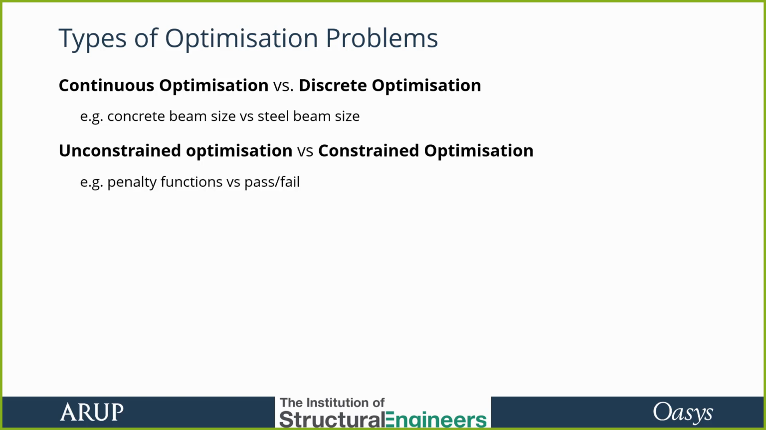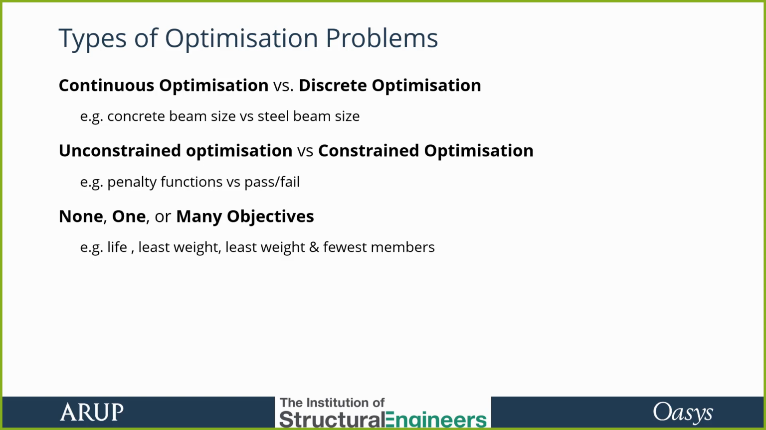We can have problems which are unconstrained or constrained. Now, strictly speaking, all structural engineering optimizations are ultimately constrained in that they can't fall over. But when you're doing an optimization, you may want to be more flexible and say, well, this design might temporarily be failing, but it's not failing as badly as another design, and so it's a little bit better. You might use this sort of unconstrained idea to take you closer to the final answer.